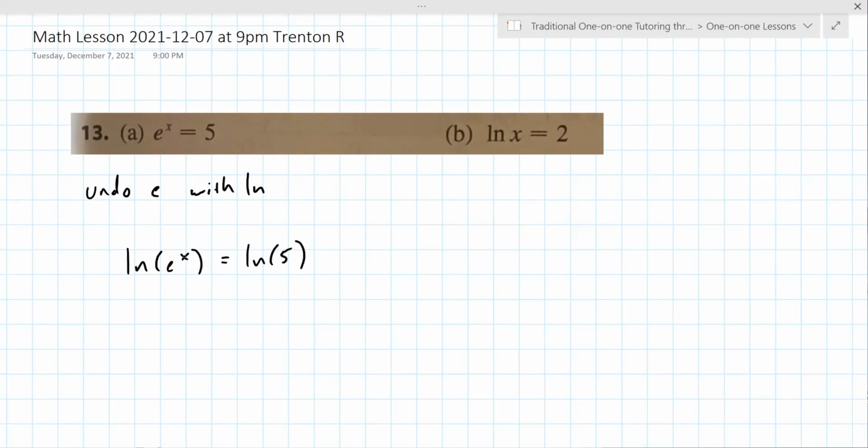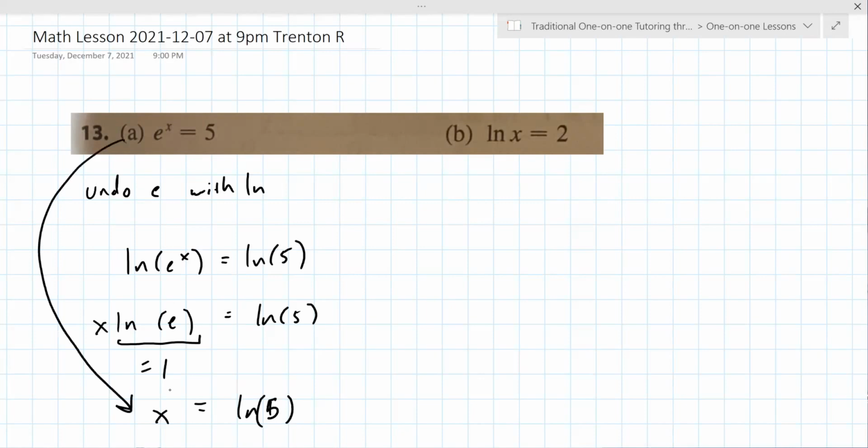And then you actually move this x out front. It's x natural log of e equals natural log of 5. The natural log of e is 1. So this becomes x equals natural log of 5. A lot of students will just go right to this line right here, but this is the full explanation of it if needed. Now over here, you already have an ln.